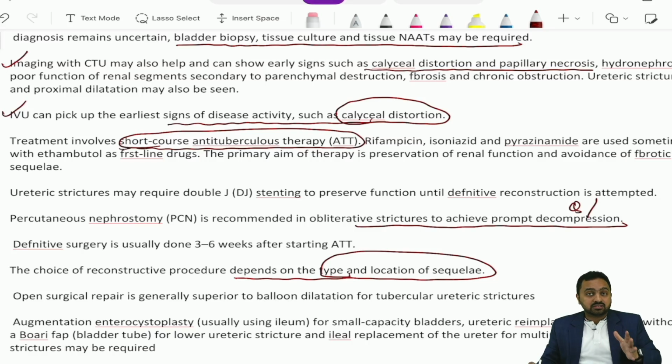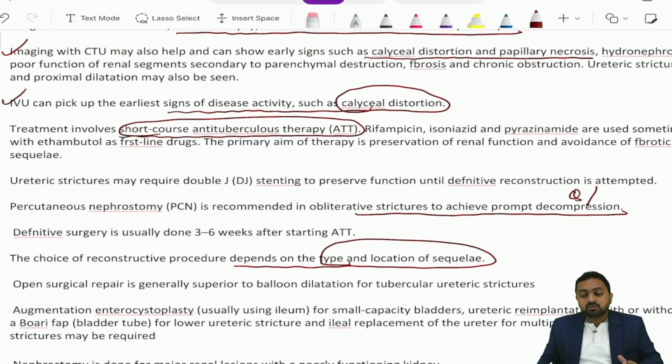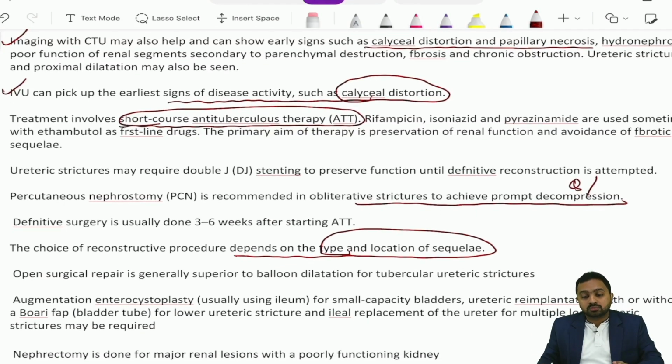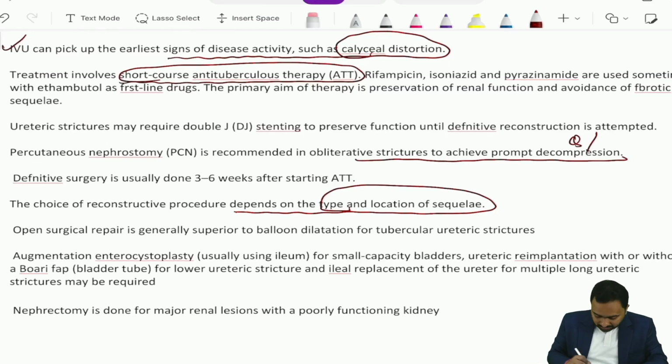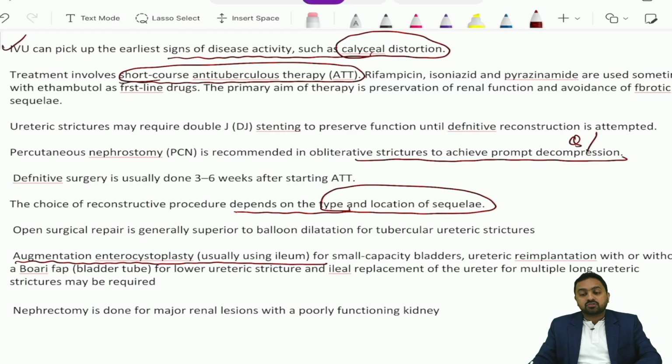Now, open surgical repair is generally superior to balloon dilation of tuberculous strictures, right? And you have your augmentation enterocystoplasty, usually ileum, for small capacity bladders, where ureteric implantation with or without a Boari flap, that is a bladder tube for the lower ureteric stricture, and ileal replacement of the ureter along with the multiple long ureteric strictures may be required, right?